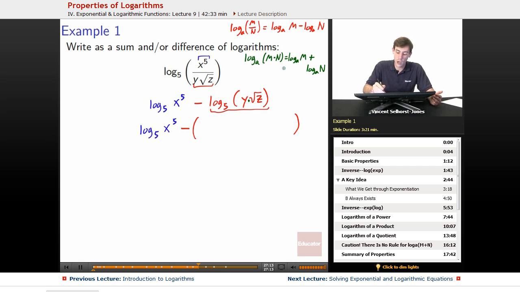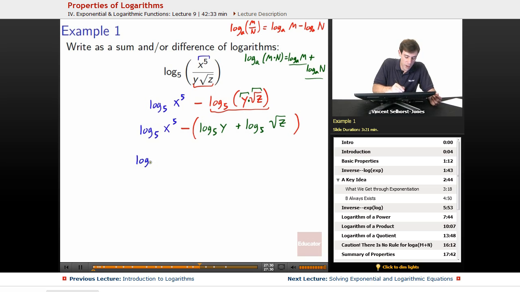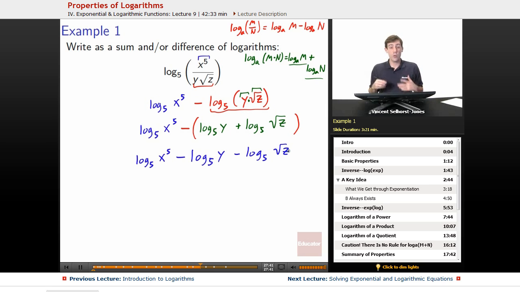So we now work on this thing here, log a of m plus log a of n. So our m is y, our n is root z, and we've got log, still the same base, 5 of y plus log, still the same base, 5 of root z. Simplify this out a bit, we've got log base 5 of x to the 5th minus, our subtraction distributes, minus here as well, log base 5 of root z.